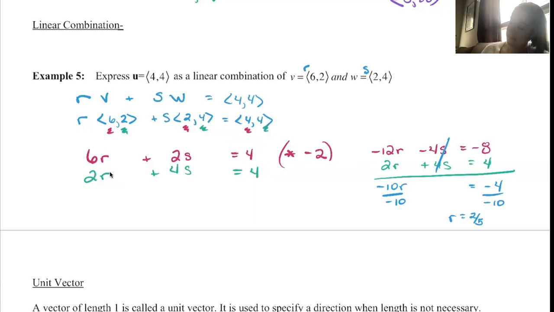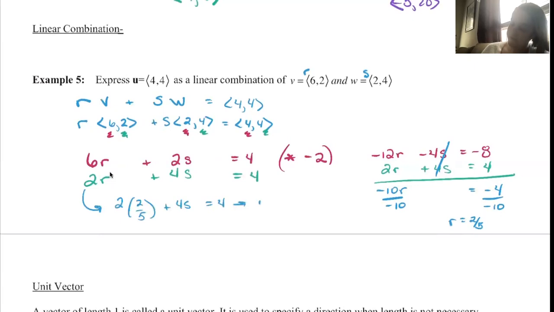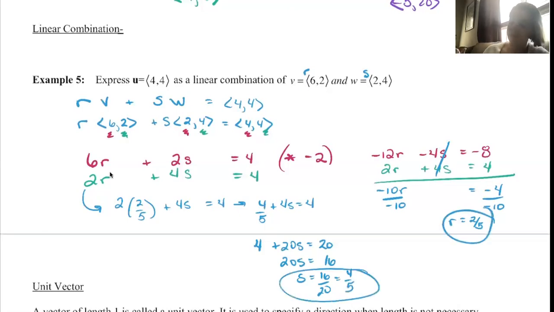So we want to do it all again. Find the s. In fact, I'm just going to substitute that back in. They're both going to give me fractions, but that's okay. So 2 times 2/5 plus 4s is equal to 4. So this would be 4/5 plus 4s is equal to 4. I'm going to multiply everything by 5 to clear those fractions. So 4 plus 20s is equal to 20. 20s equals 16. So s is 16 over 20, which is 4/5. So r is 2/5 and s is 4/5. There you go. That's what the linear combination would be.